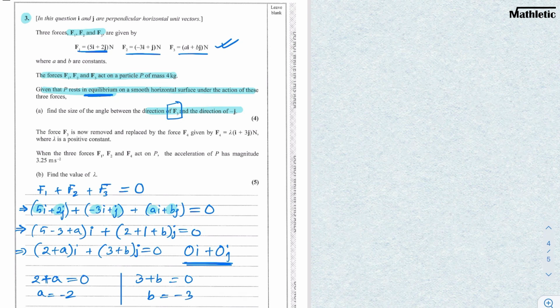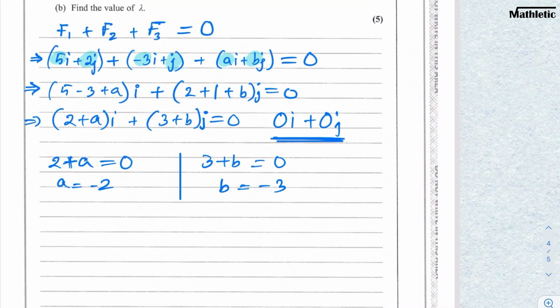So now that we know the values for a and b, this is actually F3. So F3 is basically ai plus bj.